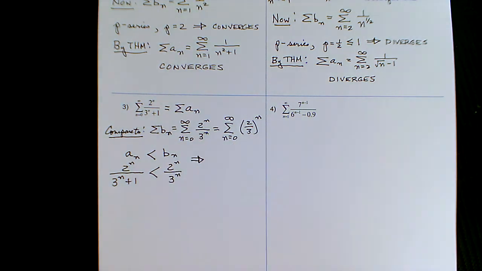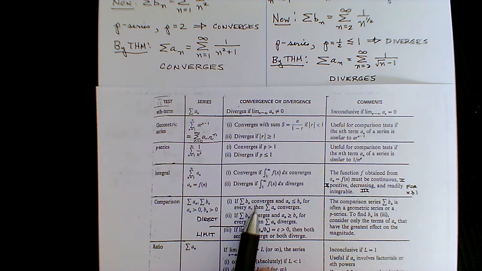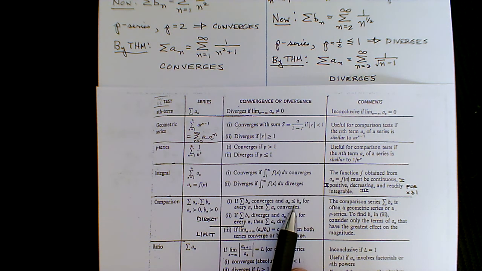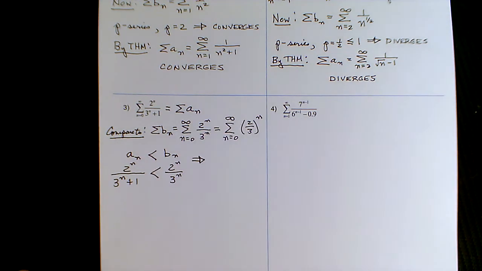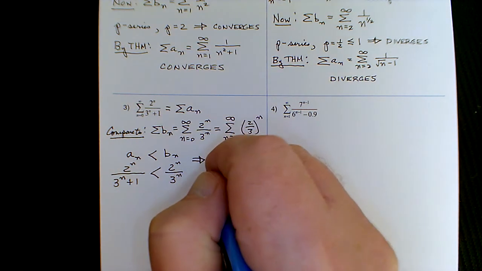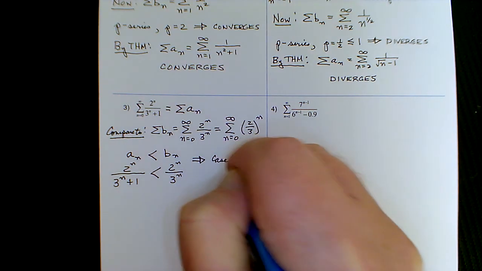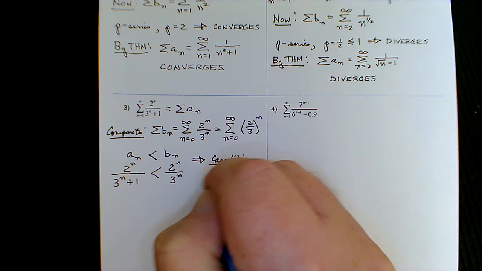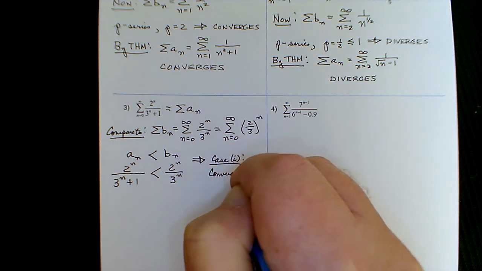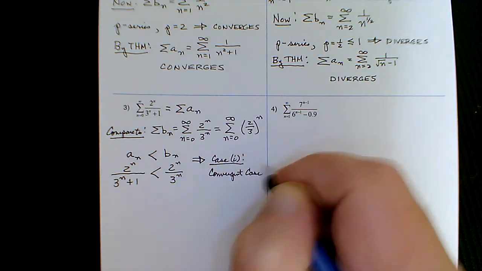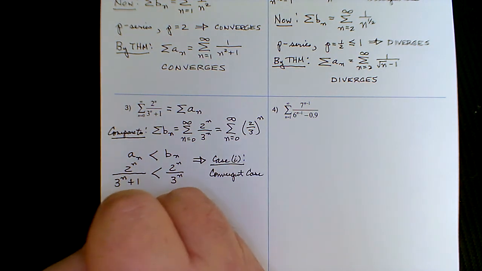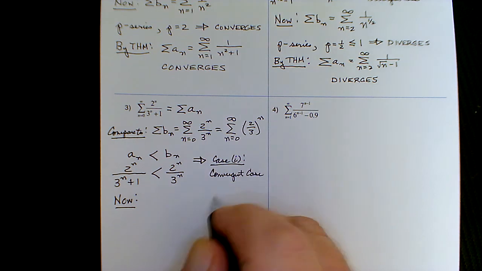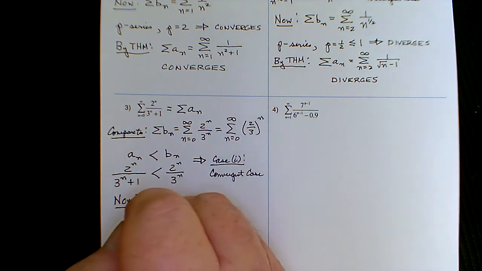Okay, so then go to your table. Once you set up that inequality, go to the table, look at the tests. Which one is it? When a sub n is less than or equal to b sub n, it's case I. So this is case I. And again, I'm even going to go so far as to say that that's the convergent case, because that helps me remember what I need to do now. If the theorem's going to work, now I need to show that the sum of the b sub n converges.